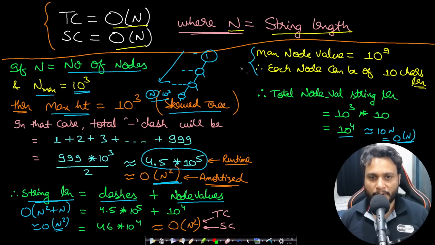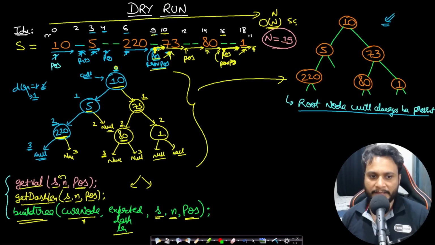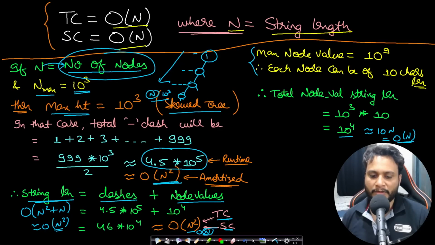So the amortized complexity, if you assume n to be the number of nodes, will be coming out to be order of n square, while the space complexity will be only order of n, because when you are building the tree, you are not including the dashes, right? So space complexity will be order of n, time complexity n square, provided n is the number of nodes. If n is the string length, then again time complexity, space complexity will be order of n. I hope this is clear.